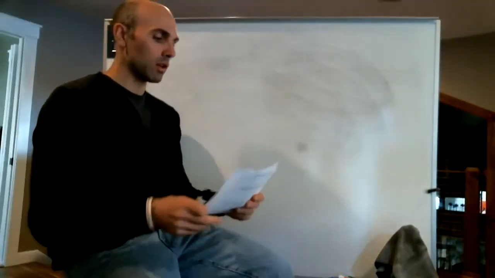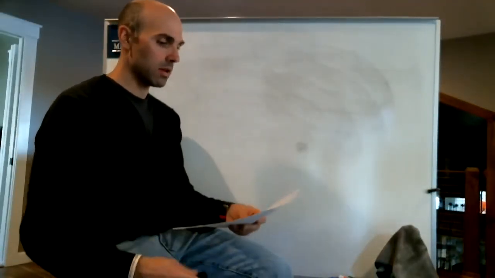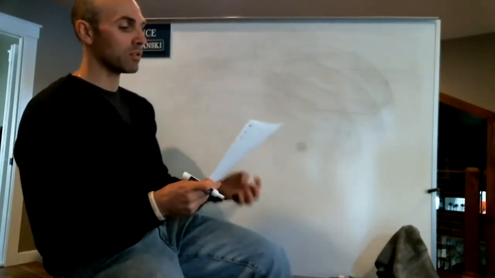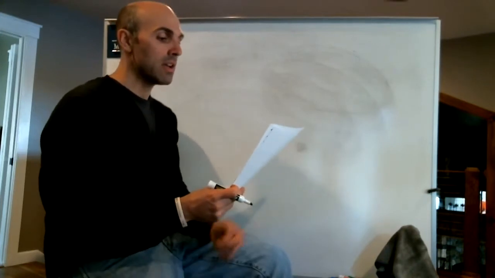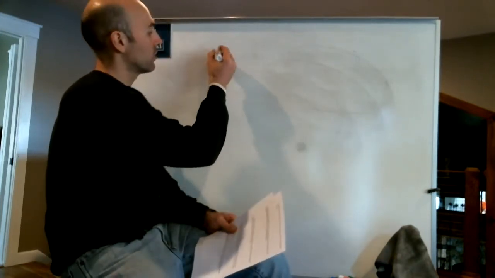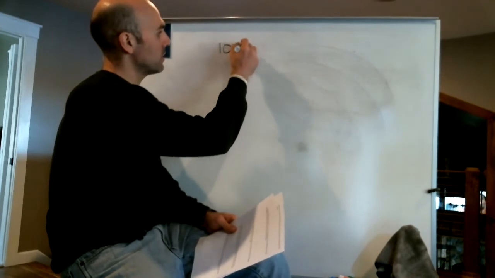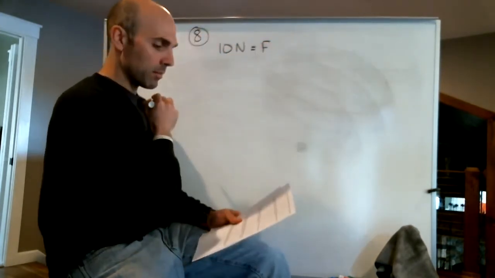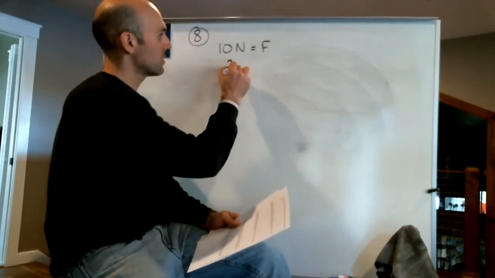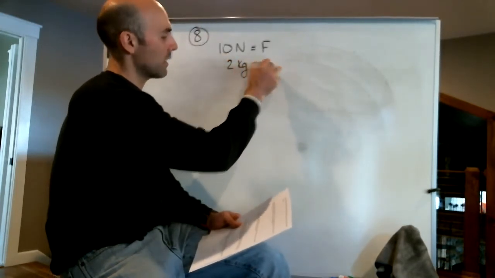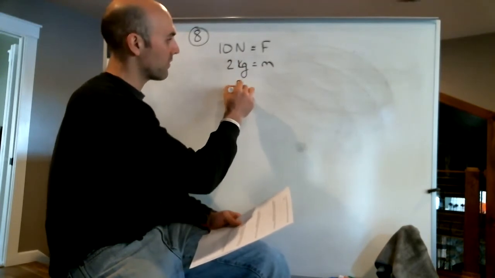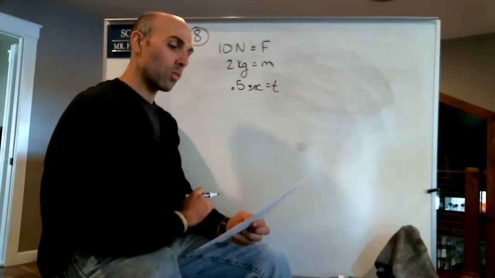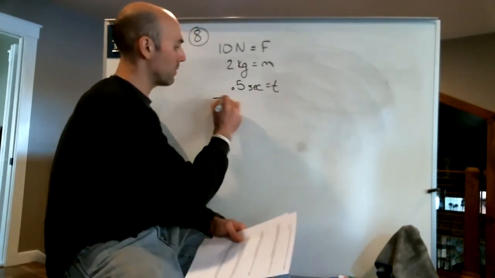So let's take a look at number 8 now. If 10 newtons of force is applied to a 2 kilogram cart for 0.5 seconds. So we have 10 newtons is our force. This is number 8. And it is applied to a 2 kilogram cart. That's a mass. And it's for 0.5 seconds. That's our time. Let's see, what is the impulse? So we want to find impulse.